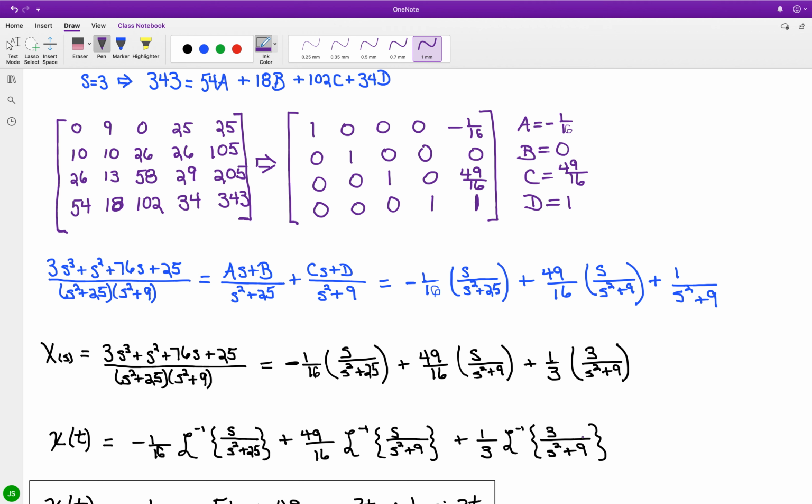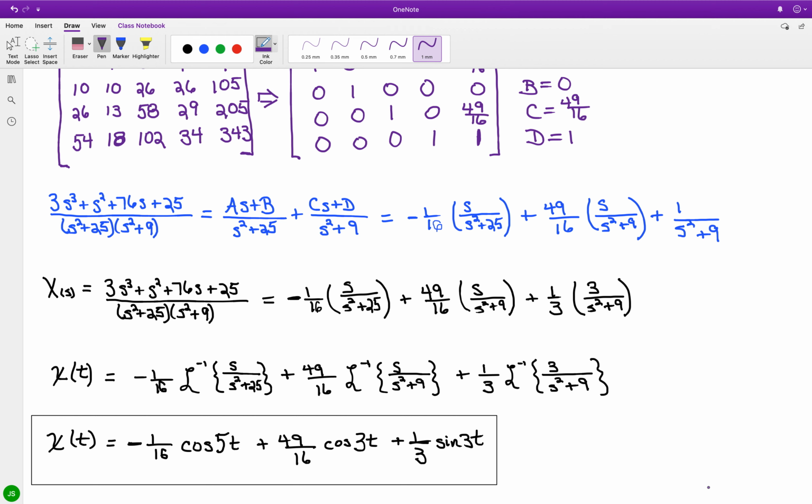And 3 over s squared plus 9. If you have a constant over the sum of squares, you come out to a sine expression. In this case, you have the sine of 3t. And with the fractional coefficients at the front, it turns out that for x of t, we have negative 1/16 of the cosine of 5t plus 49/16 of the cosine of 3t plus 1/3 of the sine of 3t.